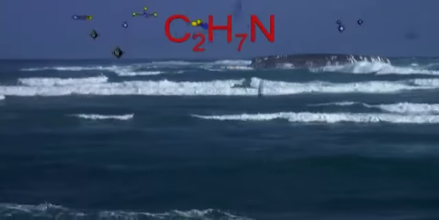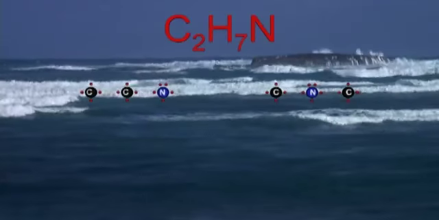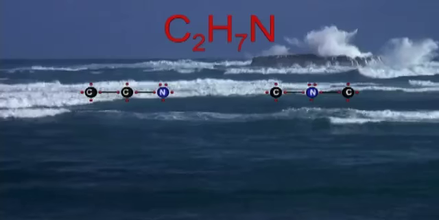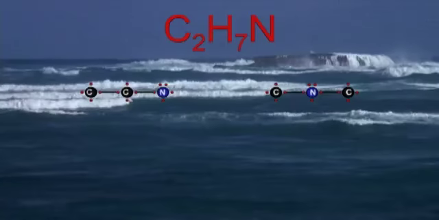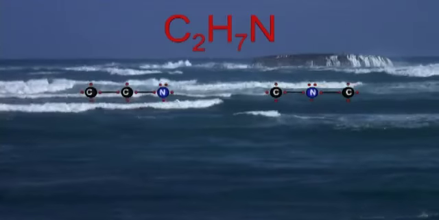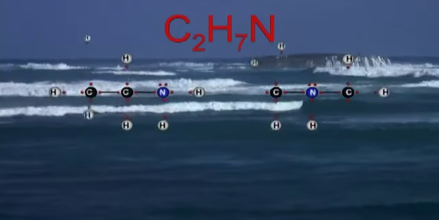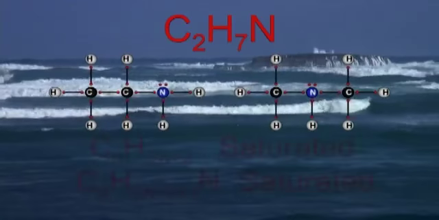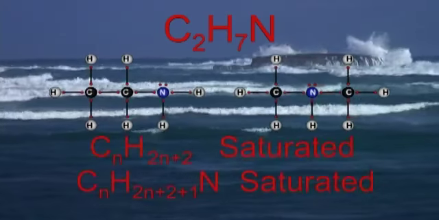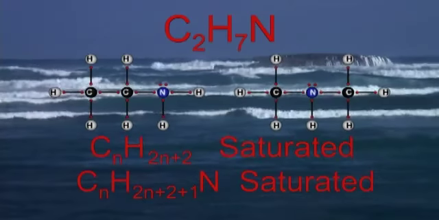When drawing structural isomers for C2H7N, we will first connect the 2 carbon atoms and nitrogen atom. There are 2 possibilities. Now we see that 7 hydrogen atoms are required for full saturation, which is how many we have. If you add a nitrogen atom to the formula, you need to add an additional hydrogen atom for full saturation.